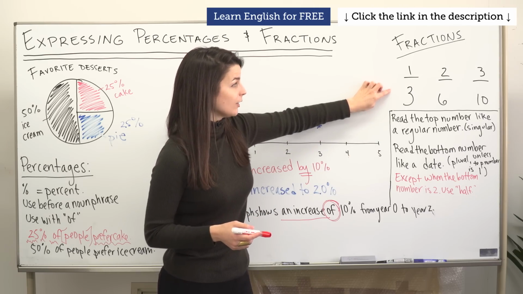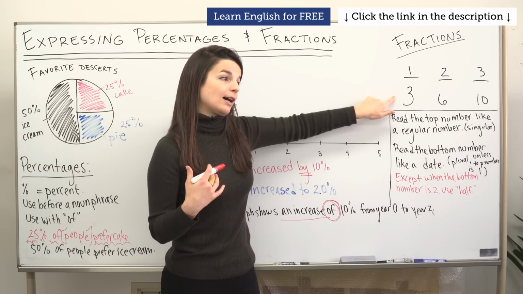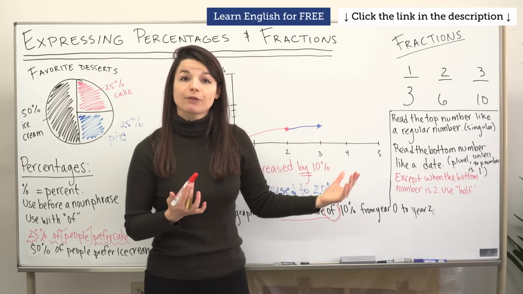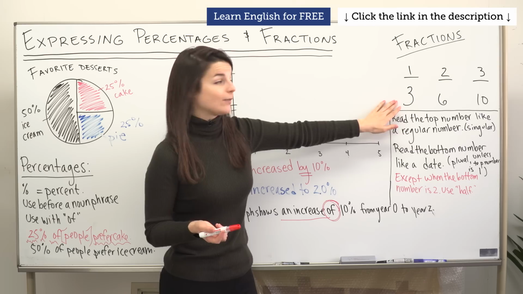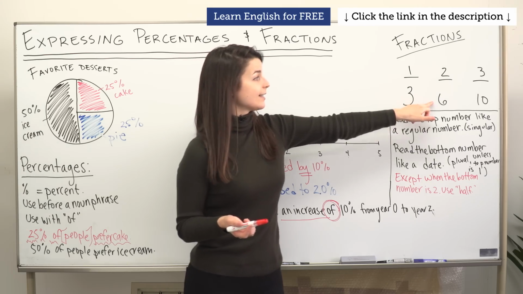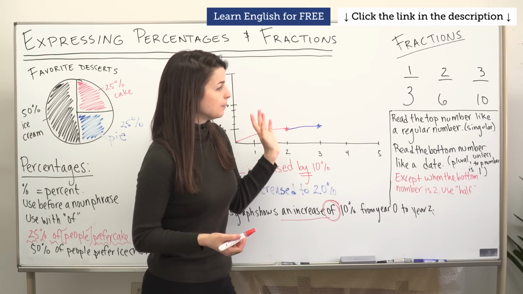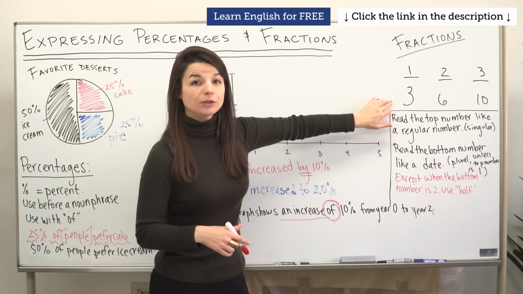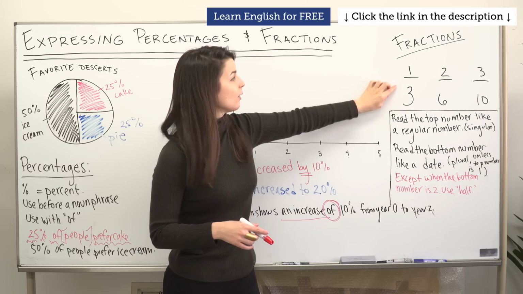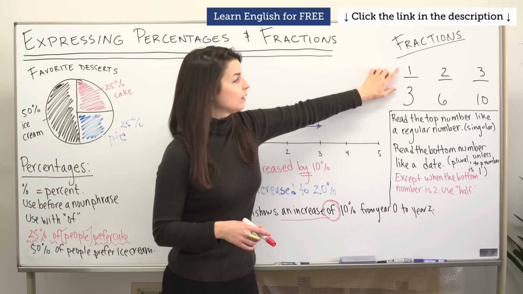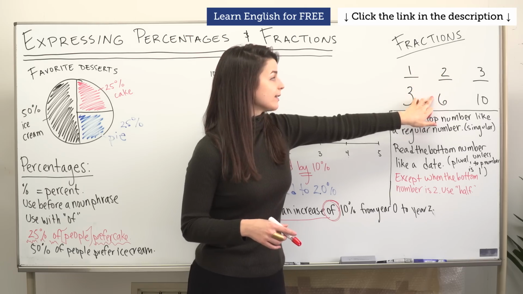The bottom number, however, we should read the bottom number like you would a date, like a day of the month, like the 3rd or the 4th or the 5th, for example. So please use the same sort of numbering as you would for days of the month. So in this case, 3rd, 6th, and 10th. We would read them in the same way that we do dates. So we also need to use the plural form for this, unless the top number is a 1. So if the top number is a 1, we would read this with the singular form. If the top number is more than 1, we should read this with the plural form.